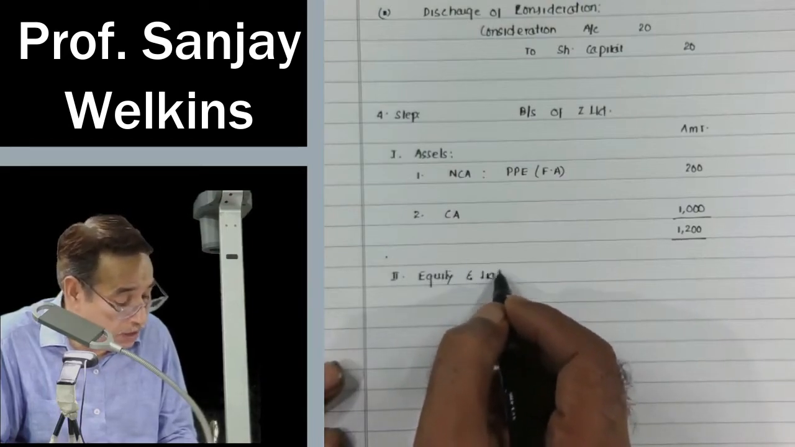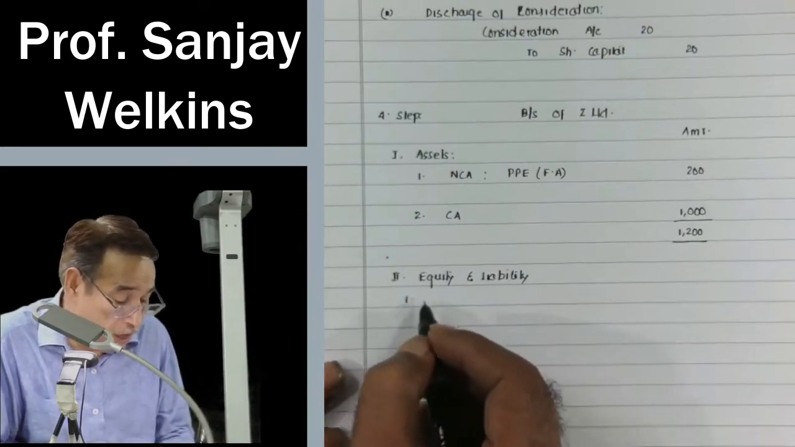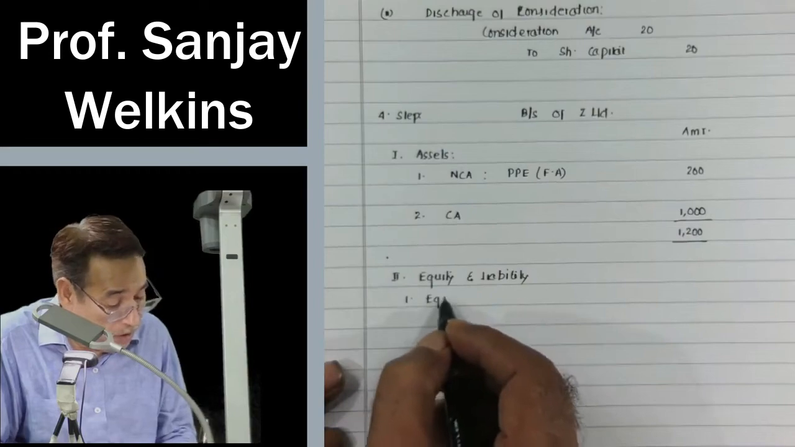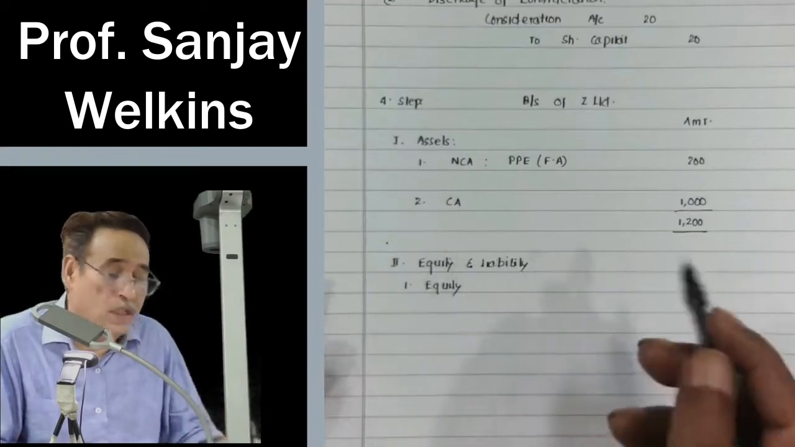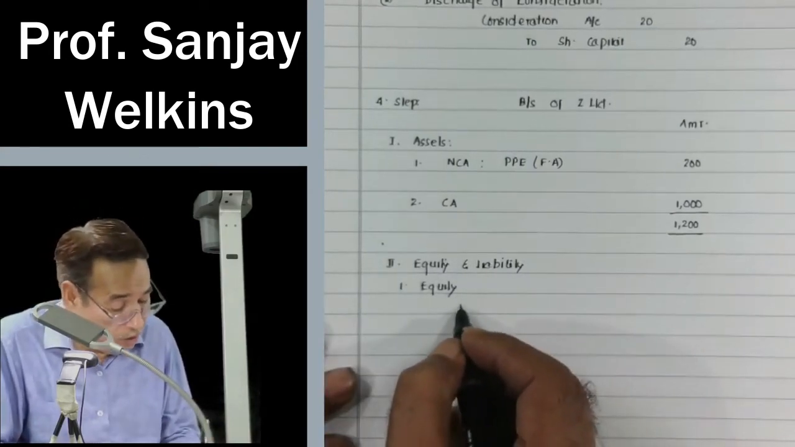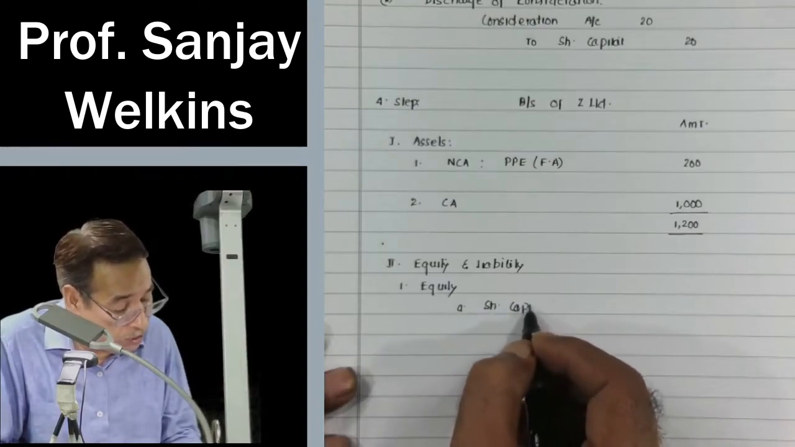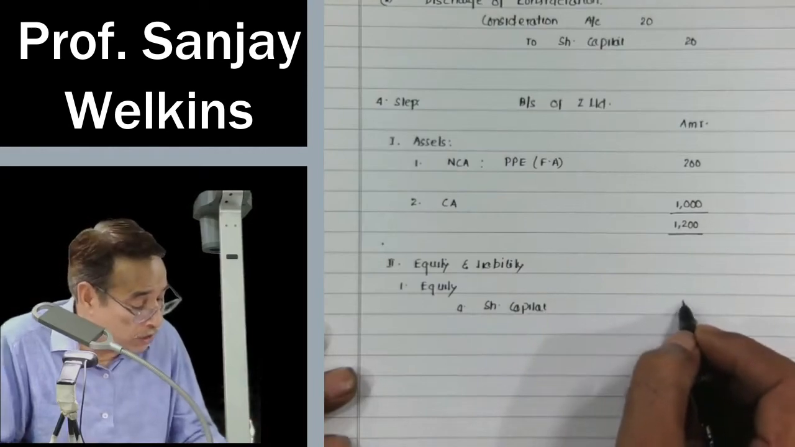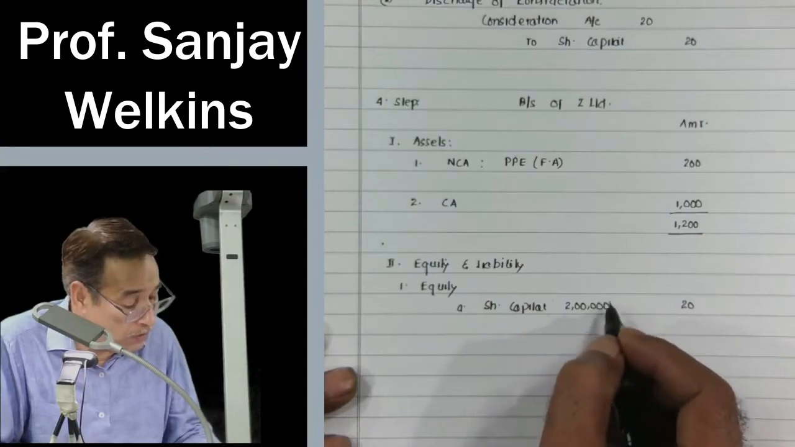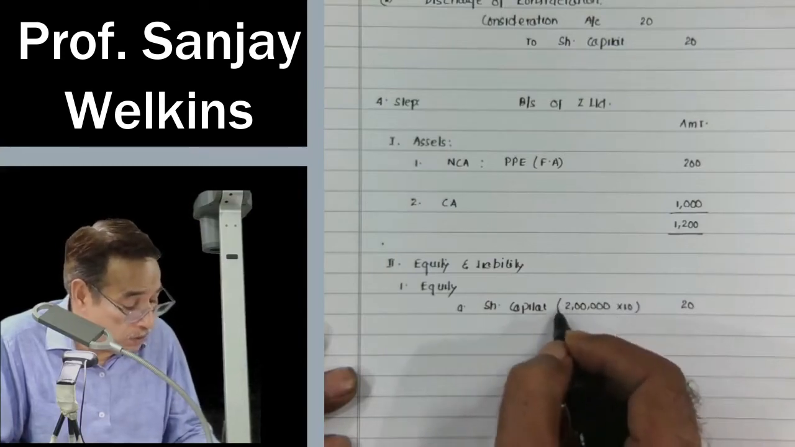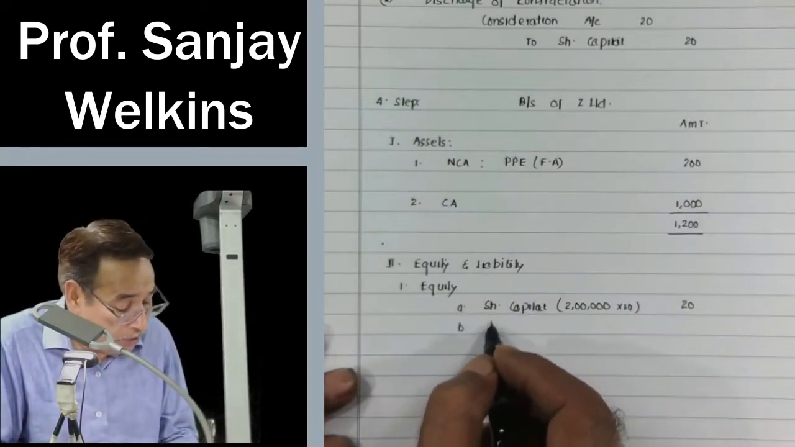As far as equity and liability is concerned, first of all, equity I am going to put up here. Remember, you are preparing Z Limited's balance sheet. What is the equity of Z Limited? First of all, write here share capital. What is their share capital? They have just issued 2 lakh shares, isn't it? So 20 lakhs. Share capital, 2 lakh shares they have issued to the members. You can just see here we have written 20 share capital. Now I will write here other equity.